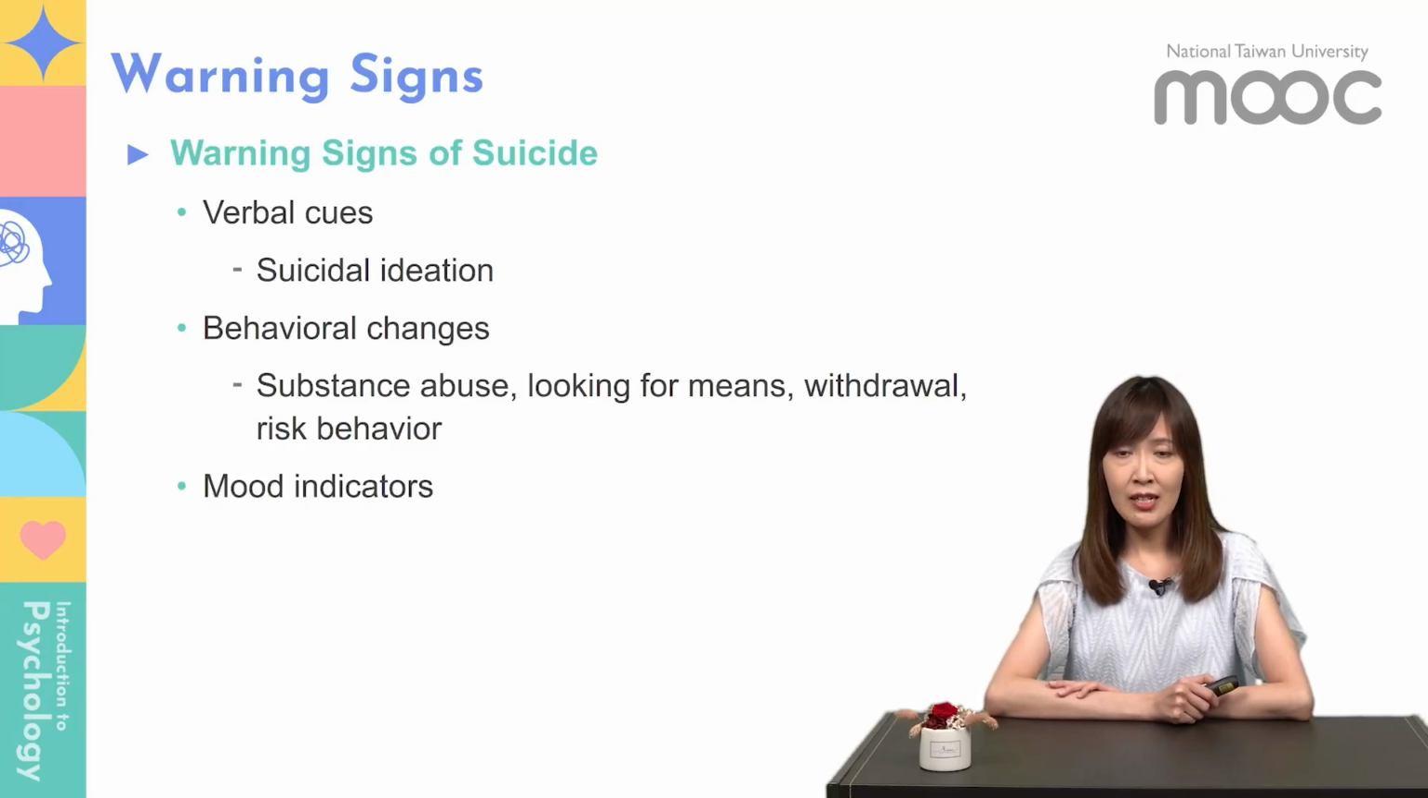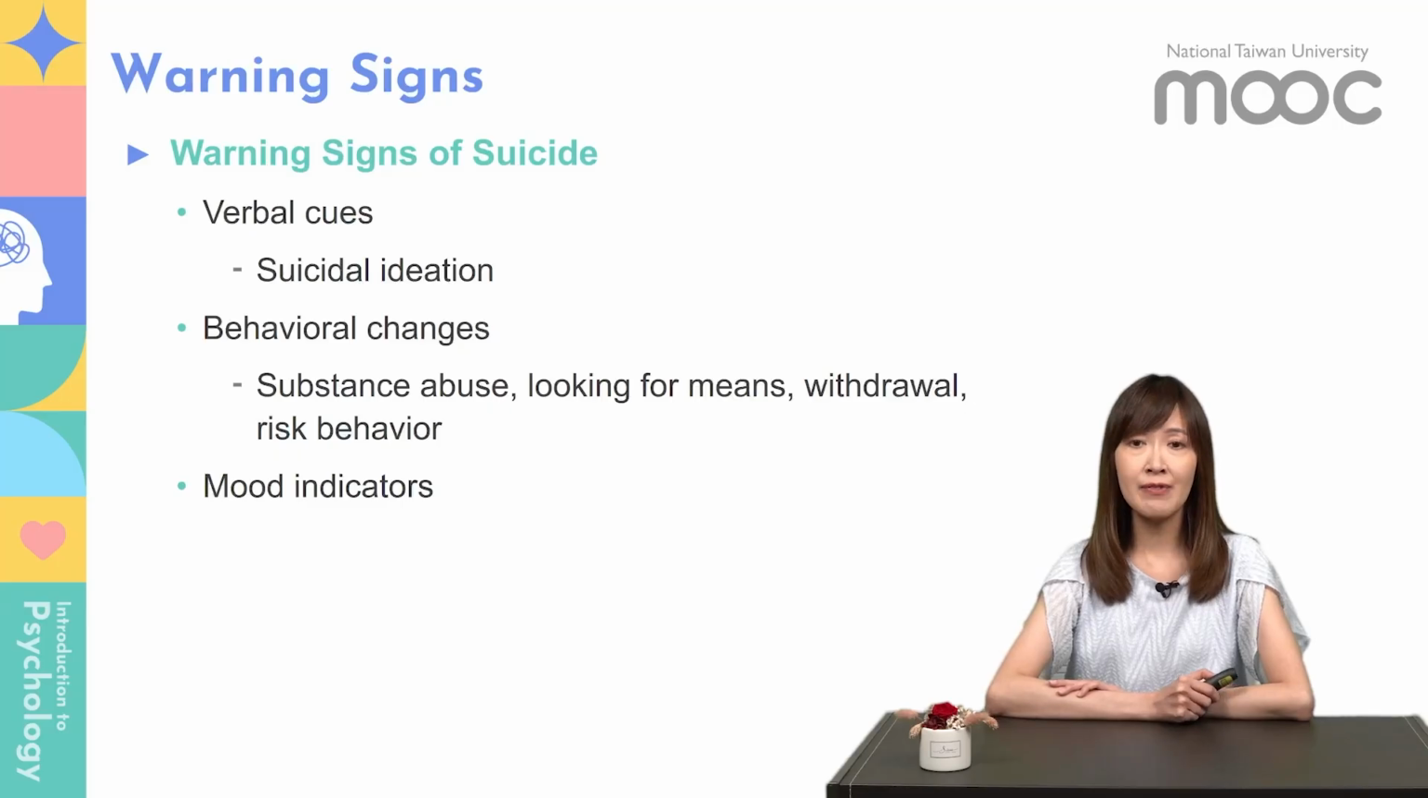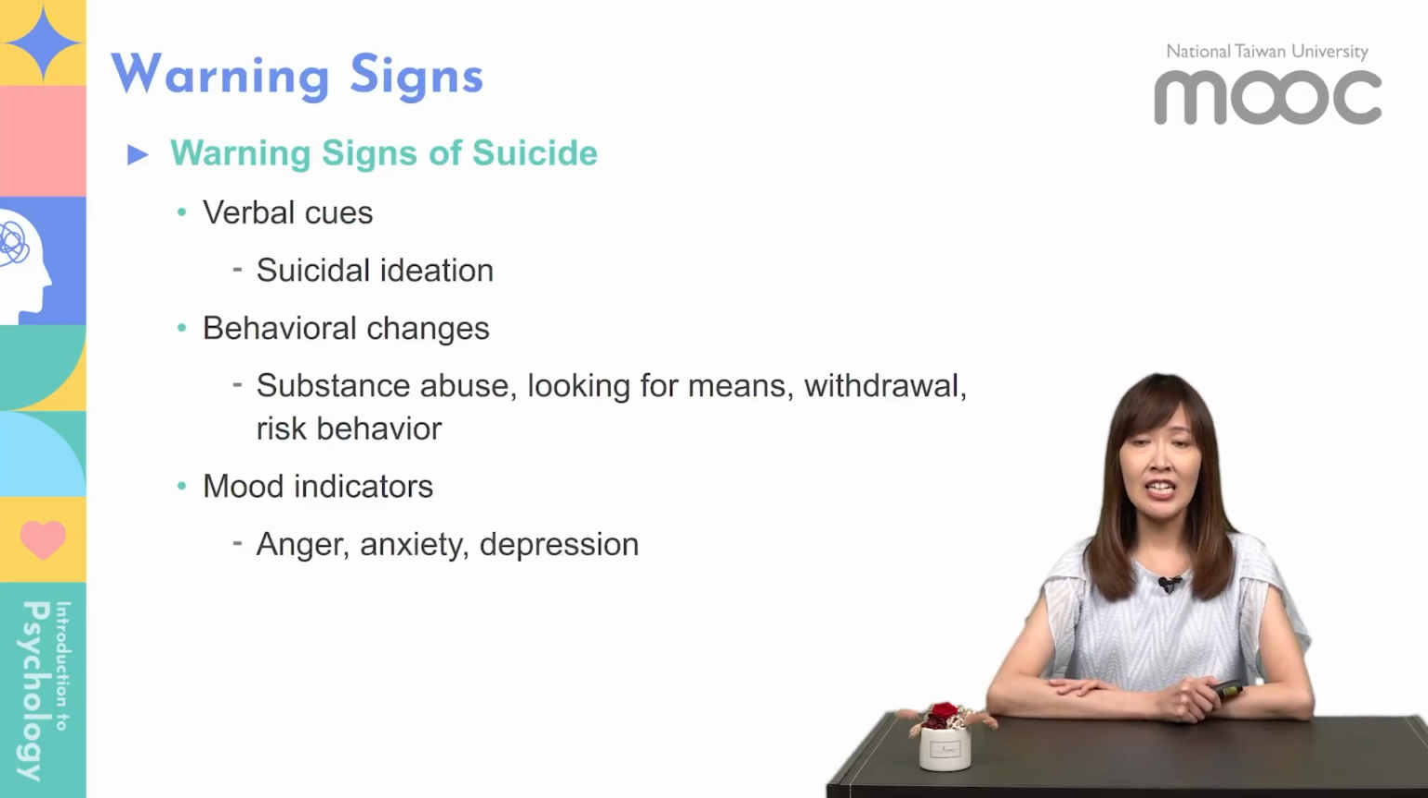In addition, people thinking about suicide may have some mood indicators. They show some emotions such as anger, depression, or anxiety. Those are the important signs.